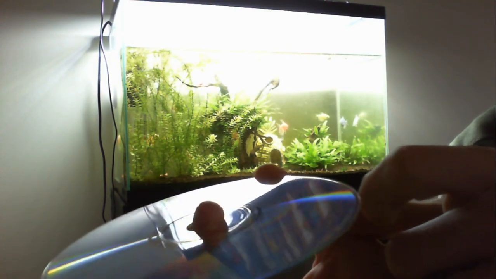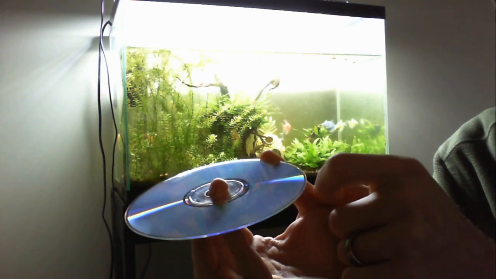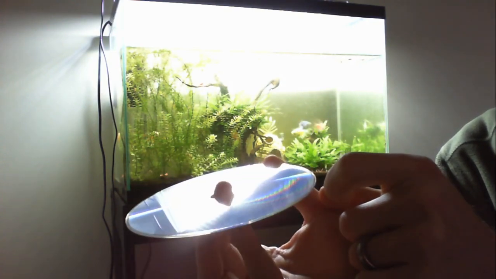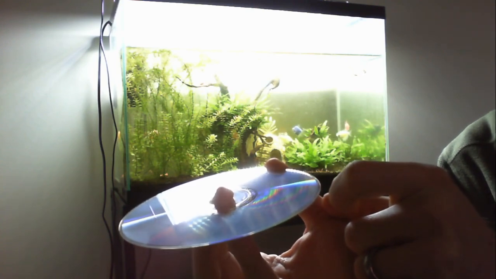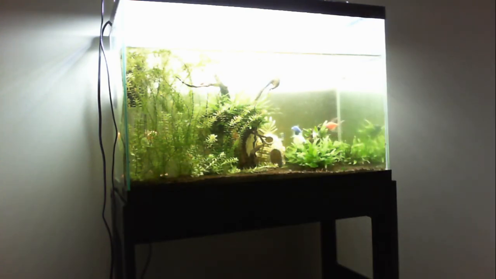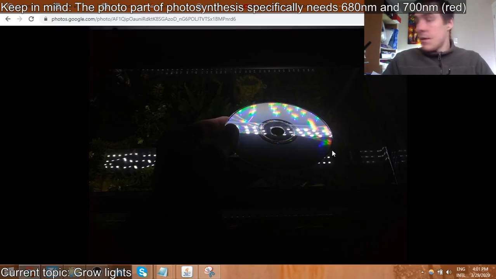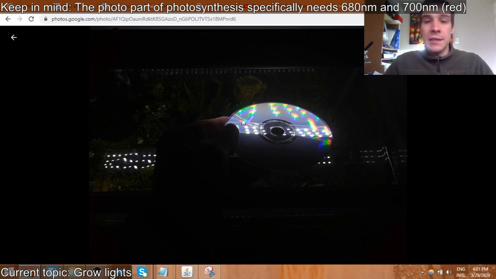So it's hard to give you guys an accurate picture of that right now, but I took a better picture of it, and I'll put it up on screen. Just give me a sec to pause. Okay, so this is what it looked like. I took a picture with my phone of me holding the CD right up to the light.